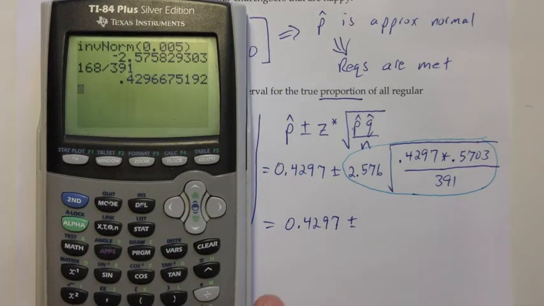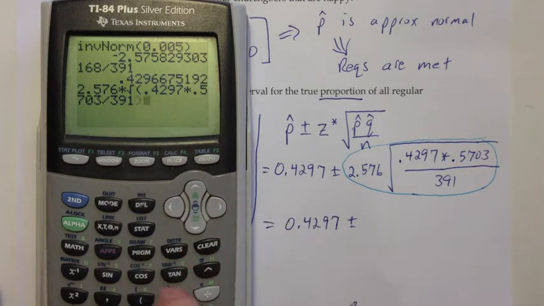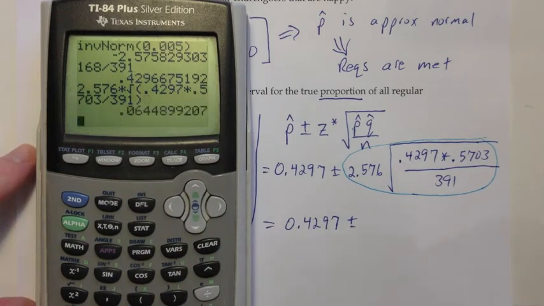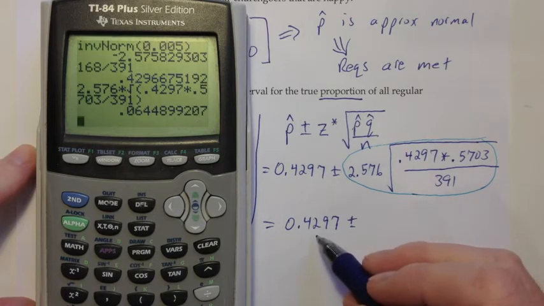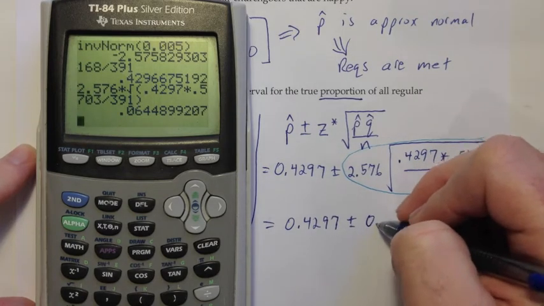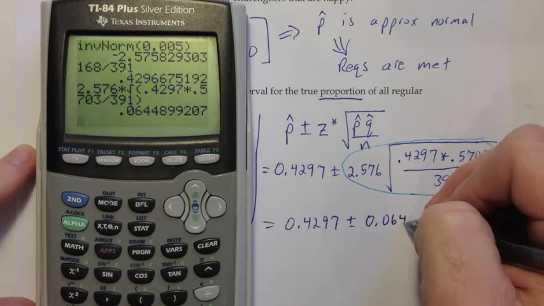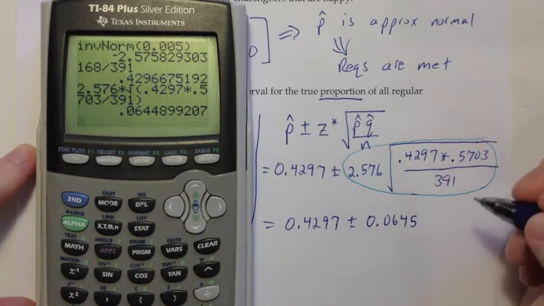So let's see, we have 2.576 times the square root. The calculator opens the parentheses, and I want to make sure I do not close that until after I have all three of those numbers entered in. So I've entered the p hat, the q hat, and the over n, and then I close the parentheses. And I always want to match the decimal places on the plus or minus piece with my point estimate, which is p hat here. This had 1, 2, 3, 4. So I'll put 0.064, and the next digit's a 4, but followed by an 8, so I'll round that up to a 5.